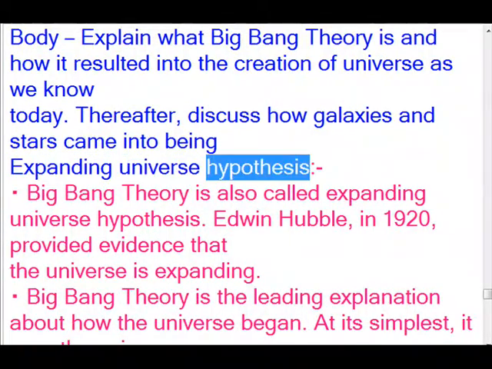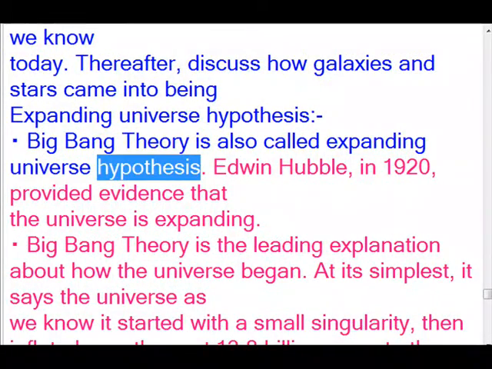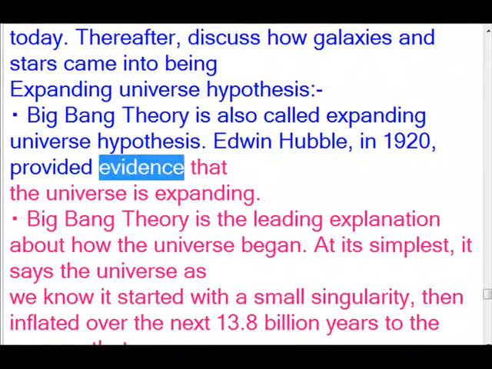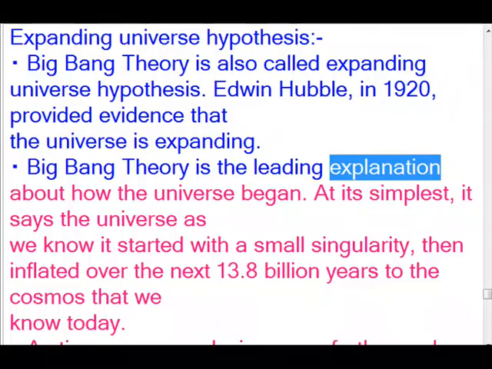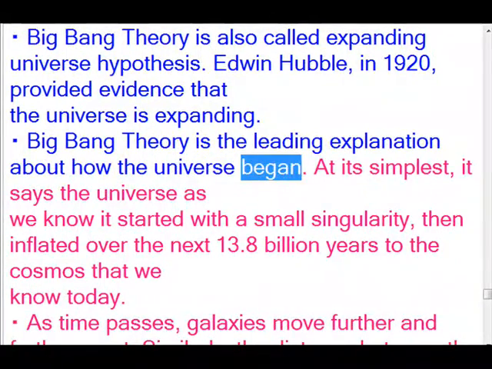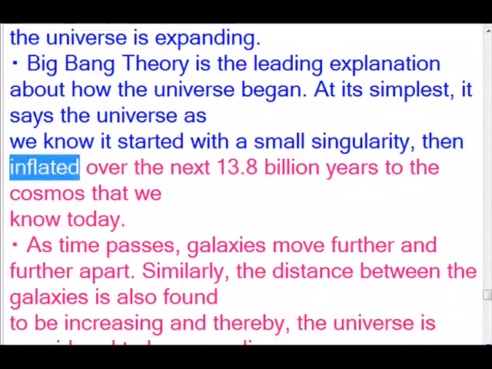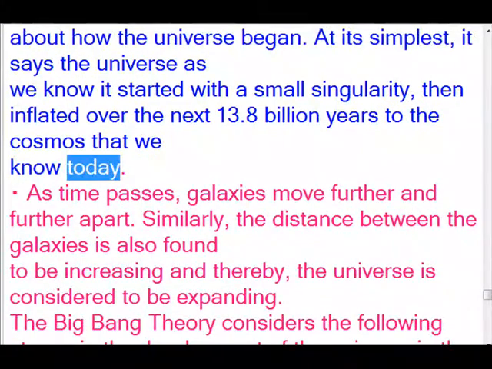Expanding universe hypothesis. Big Bang theory is also called expanding universe hypothesis. Edwin Hubble, in 1920, provided evidence that the universe is expanding. Big Bang theory is the leading explanation about how the universe began. At its simplest, it says the universe as we know it started with a small singularity, then inflated over the next 13.8 billion years to the cosmos that we know today.